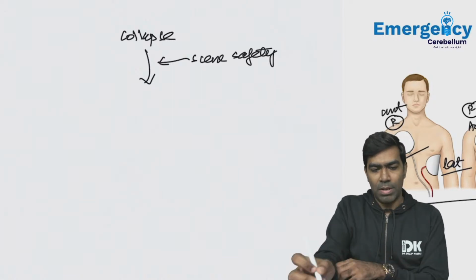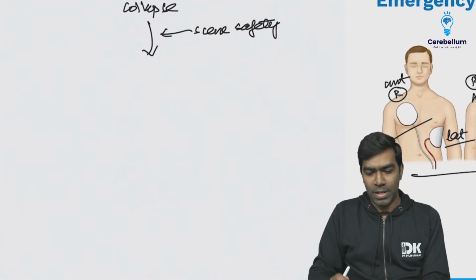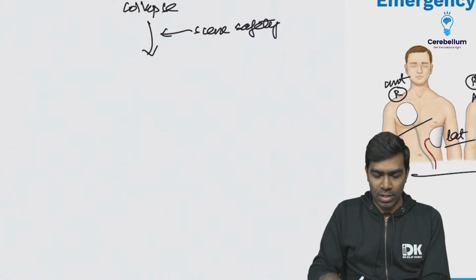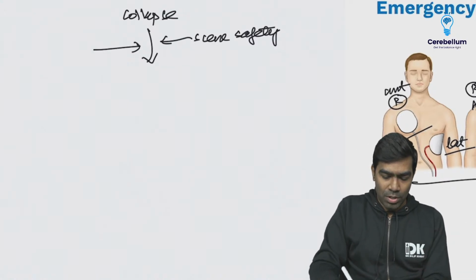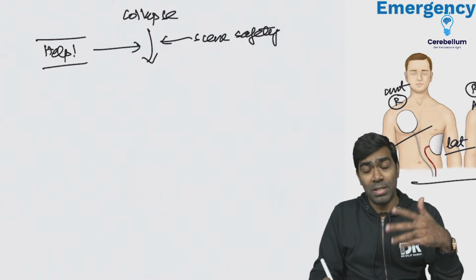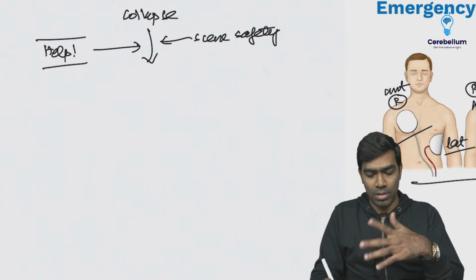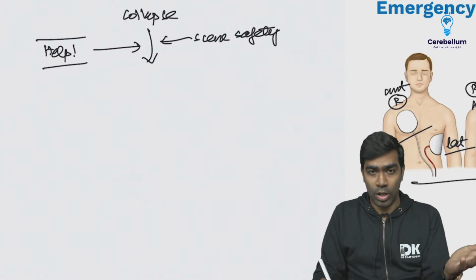Scene safety is extremely important. The moment you know that the patient is collapsing, go for scene safety. At the same time, you have to call for help also. For example, whatever the local emergency medical services number is, you call that number. So ask for help, call for help, shout for help.